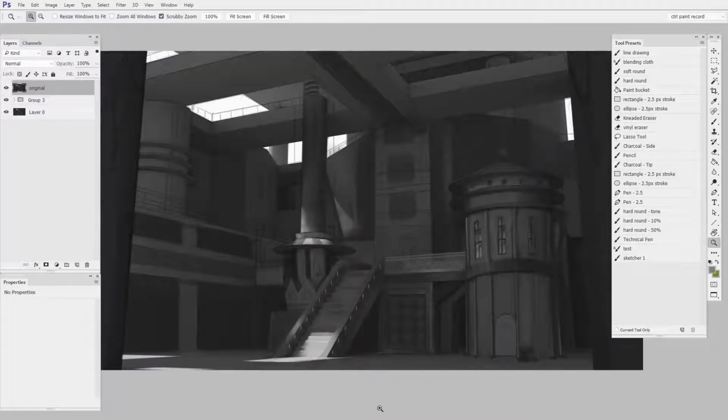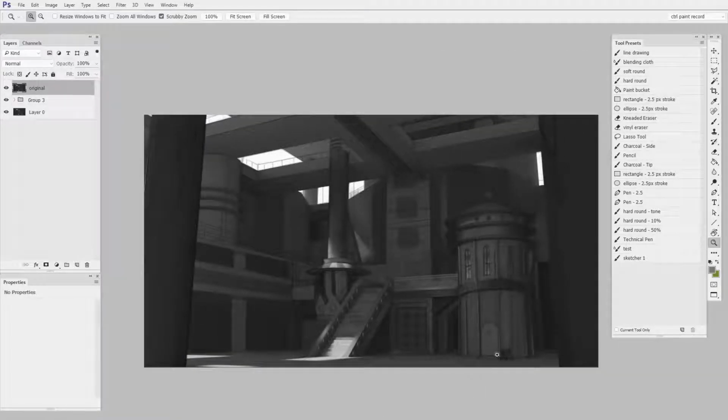I think this one's great. This is a really interesting interior sci-fi space. It's got great perspective, good sense of scale and atmosphere, but it has nothing to look at. Remember, there's an archer and a target. This one doesn't really have a target.